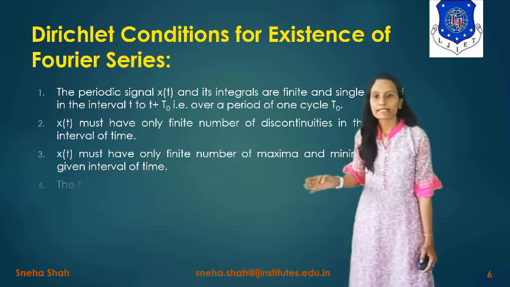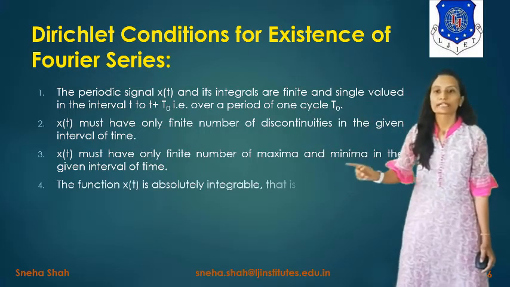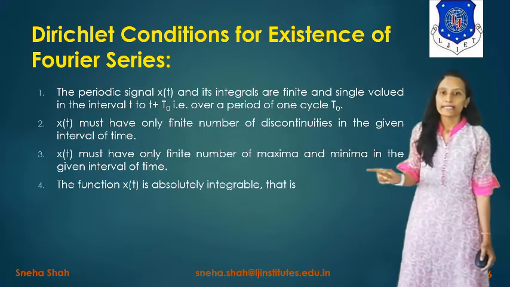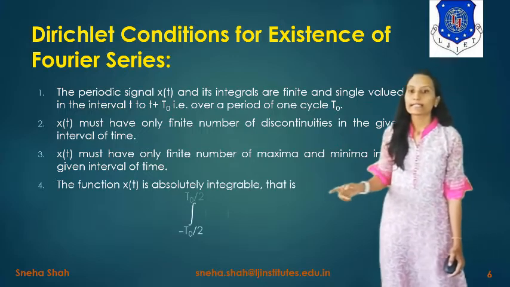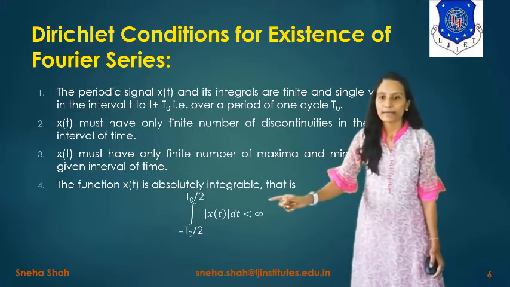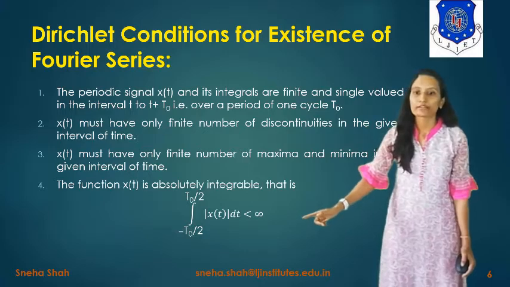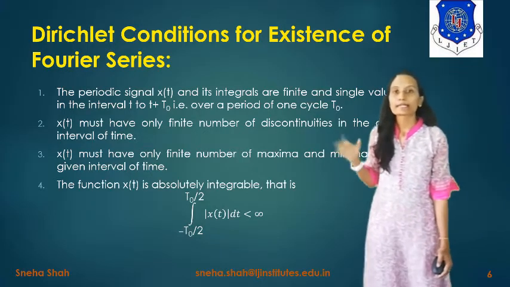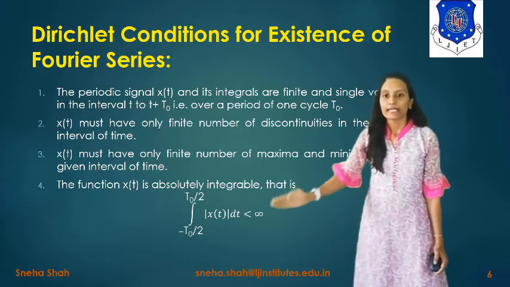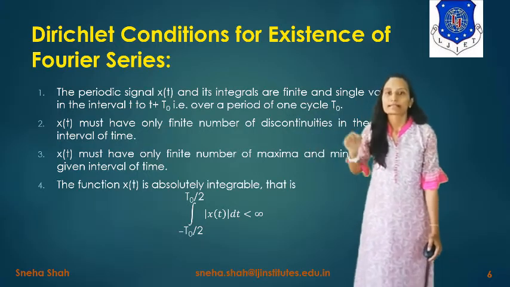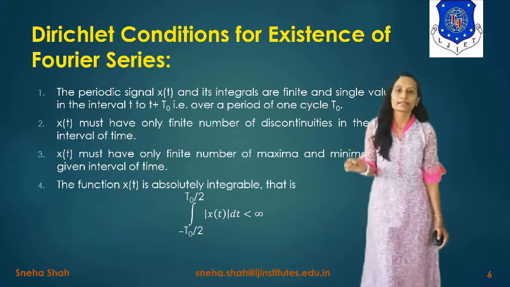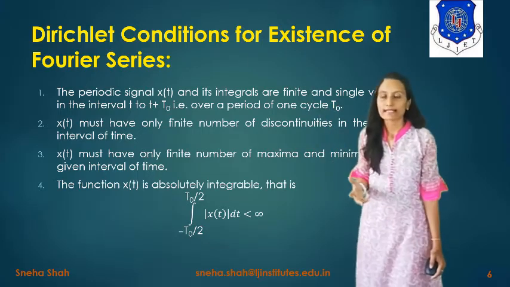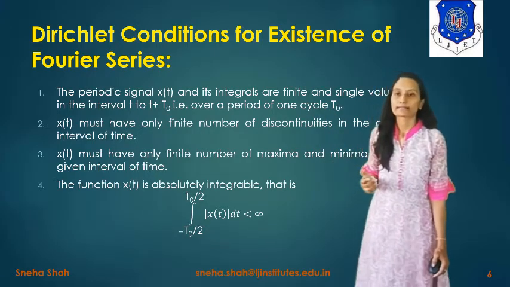And the fourth condition is that the function x of t should be absolutely integrable. It means the integration from minus t0 by 2 to t0 by 2 of the magnitude of x of t dt should be less than infinity. It means it should be some finite value. If these four conditions are satisfied, then and only then can the Fourier series exist; otherwise it can't exist.